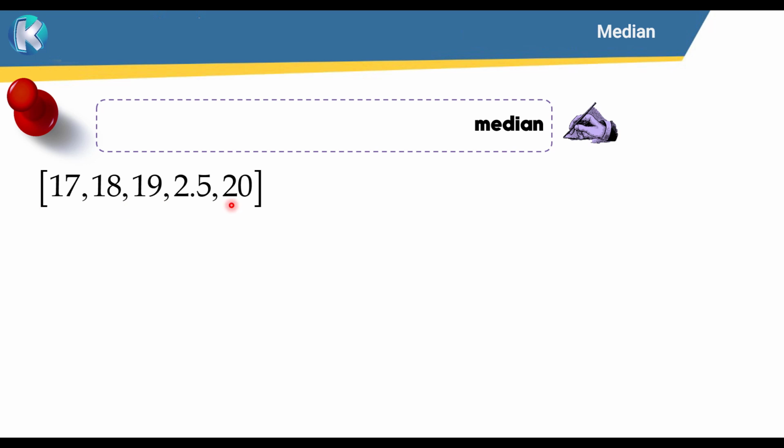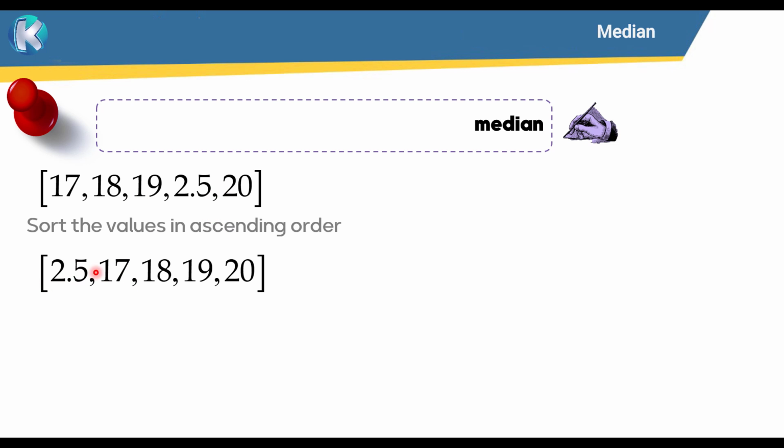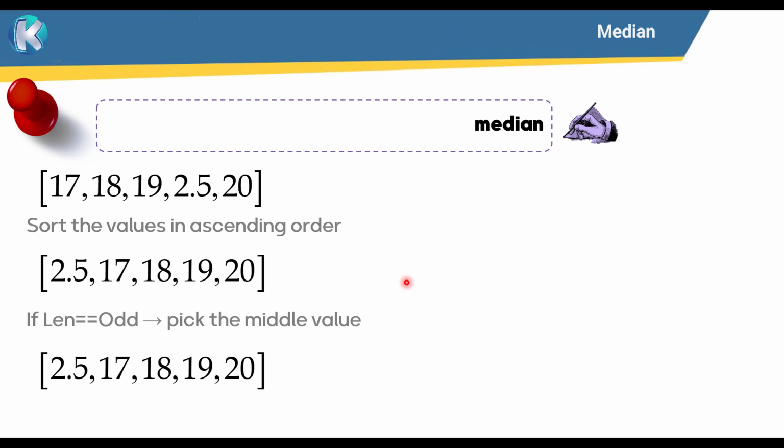But now let's talk about the theory for calculating the median. As you can see, here is a list of numbers, and we want to calculate the median of this data. The first step is we should sort the values in ascending order. You can see that we have sorted these values in ascending order. If the len of this data is odd, I mean if the number of data is odd, we can see that we have 1, 2, 3, 4, and 5 data, and it is very obvious that 5 is an odd number. So if the number of data is odd, you should pick the middle value. You can see that the middle value is 18. So this is the median of this data.